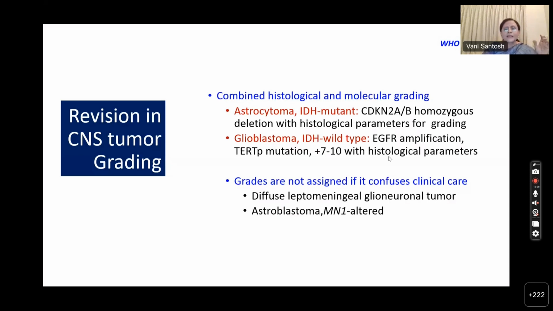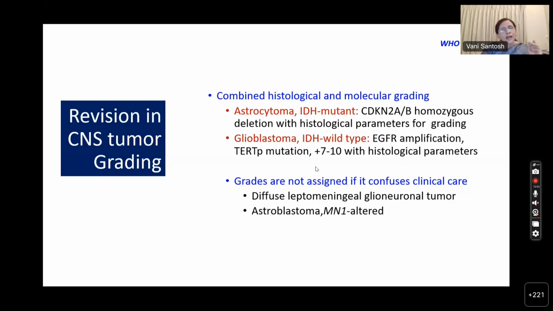Glioblastoma IDH wild type. For grading, we know the histological parameters, but apart from histological parameters, there are these molecular parameters such as EGFR amplification, TERT promoter mutation, gain of chromosome 7, loss of chromosome 10, copy number changes that will be used along with histological parameters for this glioblastoma IDH wild type.